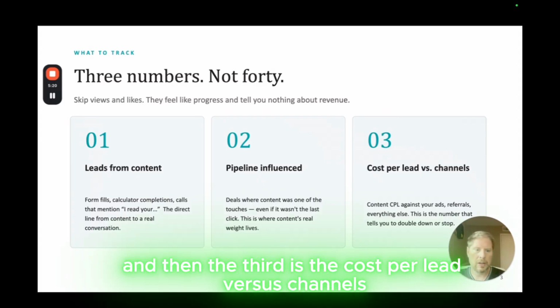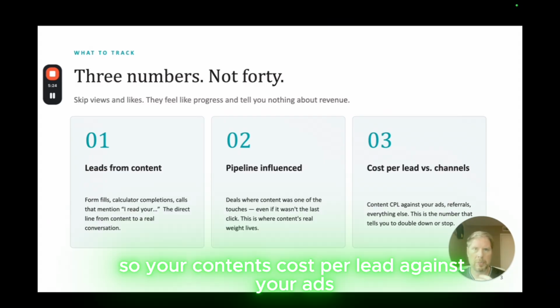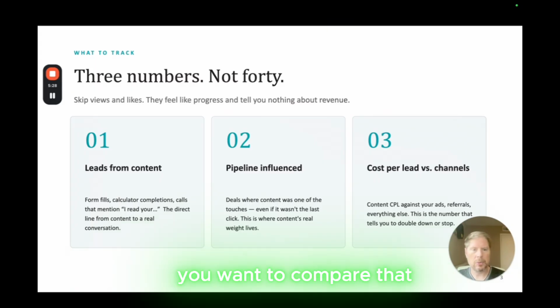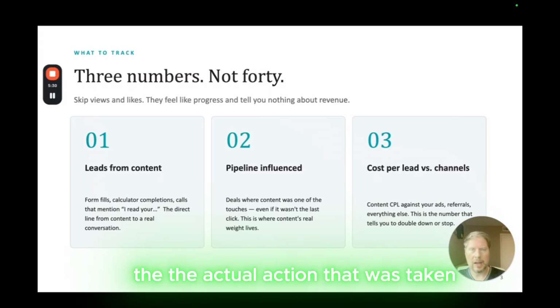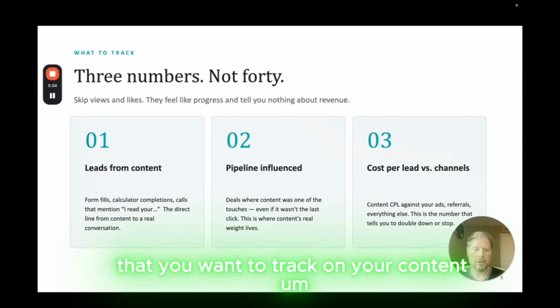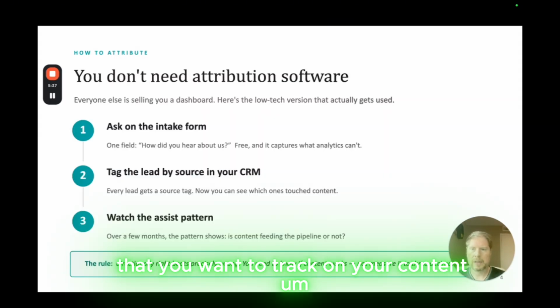And then the third is the cost per lead versus channels. So your content's cost per lead against your ads, against referrals, et cetera, et cetera. You want to compare that, the actual action that was taken. So to me, those are the main three things that you want to track on your content.